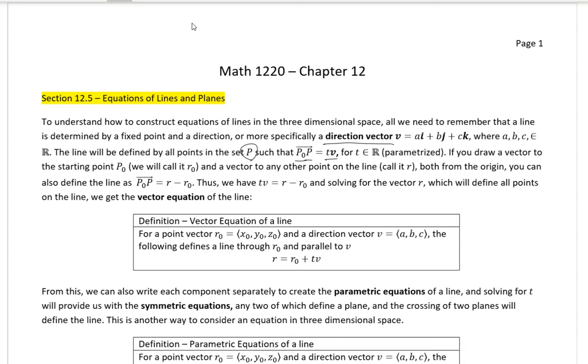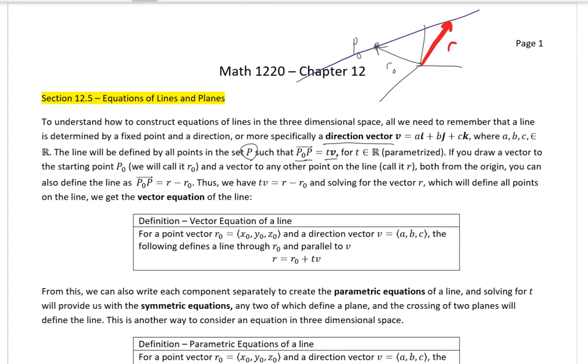If you draw a vector to the starting point P0, so if you're in three-dimensional space and P0 is over here, and you draw a vector that goes up to that point, we'll call that R0. And then if this is supposed to sit on a line like so, you can also consider any other vector that goes up to that line. Maybe this one right here, we'll call that R.